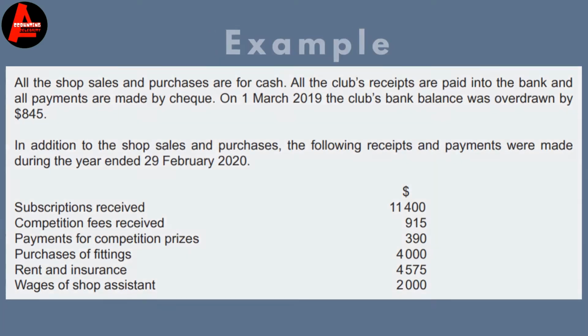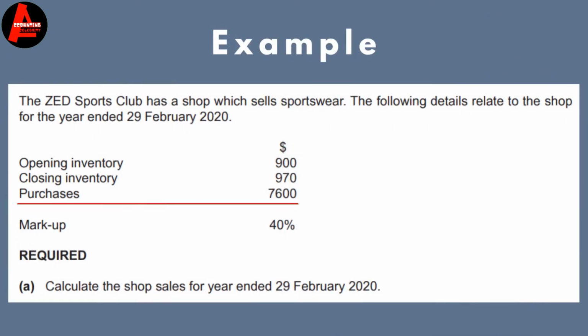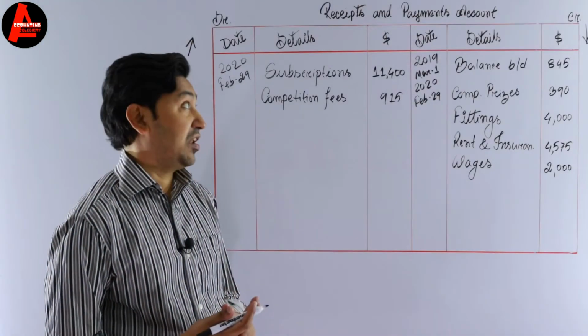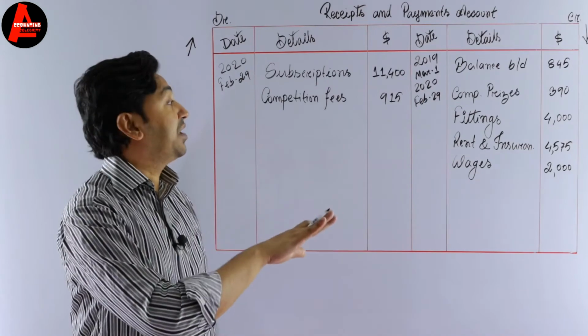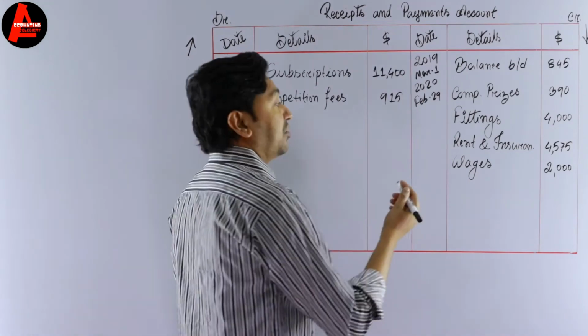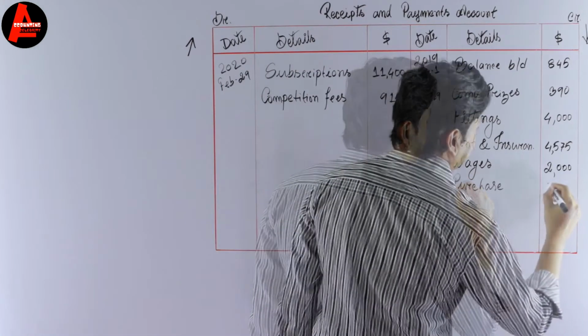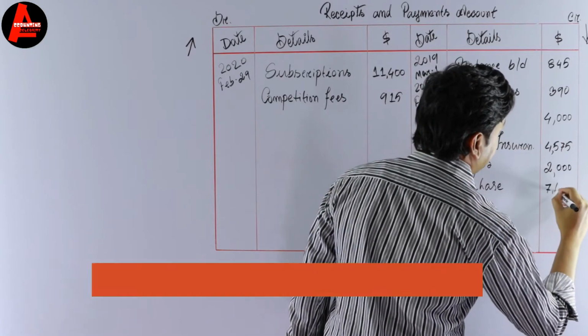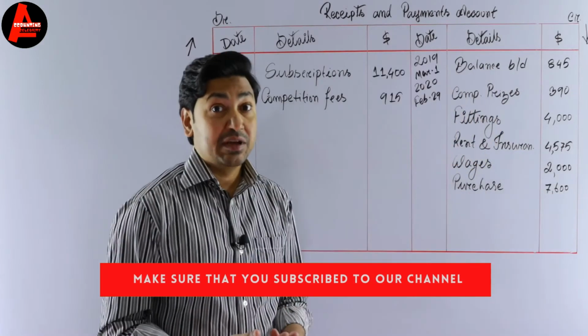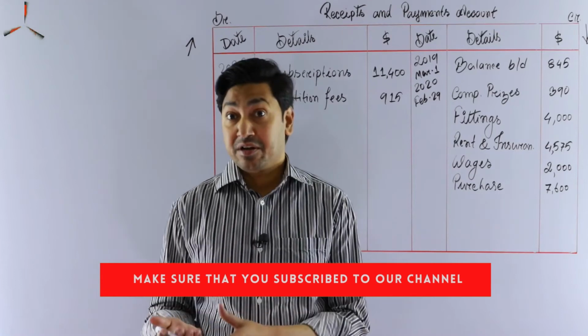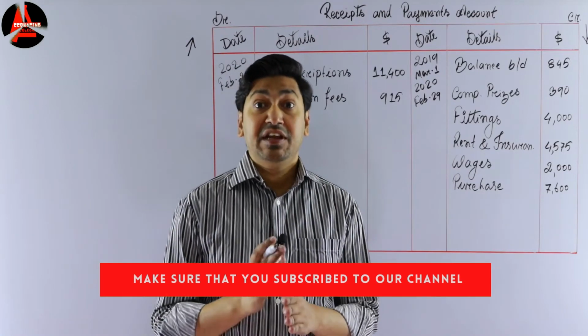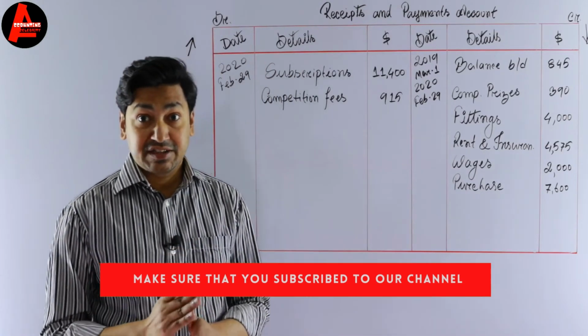Okay, but in the beginning of the question we have seen that we have purchases here $7,600. Okay, so we have to record this purchase as well. So purchase is a payment, will be recorded here on the credit side. So let us write here purchase $7,600. We have opening inventory, closing inventory and markup, but here in the question there is no sales given.